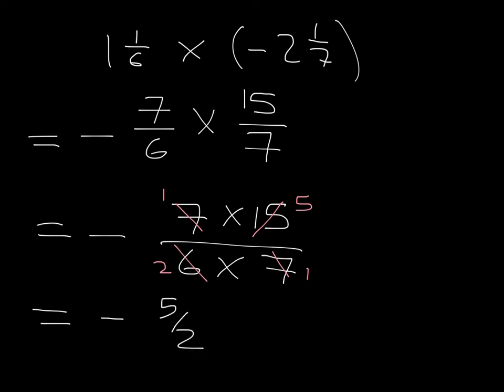So hopefully you noted here, it's very simple to do this. As long as you first take care of the sign, you say positive times negative is negative. Then you've got nothing more to worry about with your positives and negatives and all that sort of thing. You're just doing a very simple 1 1/6 multiplied by 2 1/7 that you know how to do very easily.